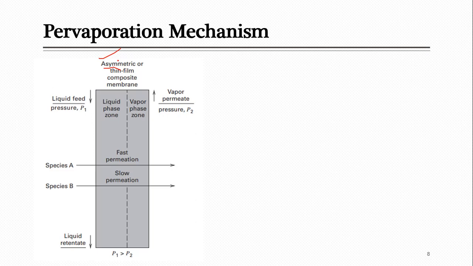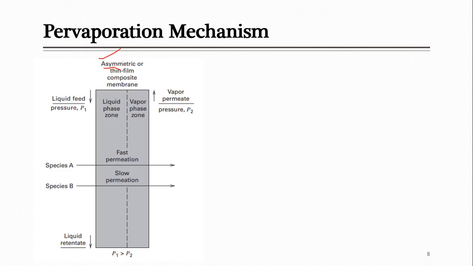So they are a combination of porous and non-porous membrane. At the top there will be a non-porous or dense layer, which is mainly for separation, and then there are porous layers. Sometimes one layer, sometimes two layers are possible. Then it is an asymmetric membrane, and they are used for supporting the membrane.